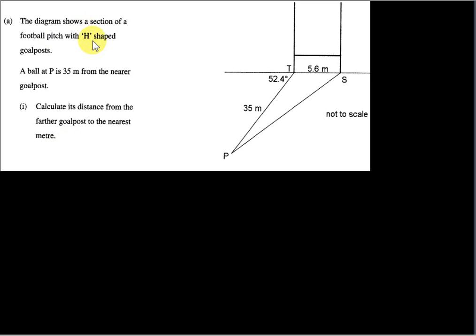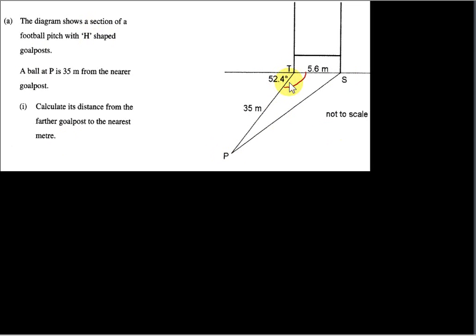The diagram shows a section of a football pitch with H-shaped goalposts. A ball at P is 35 meters from the nearer goalpost. Calculate its distance from the further goalpost to the nearest meter. Well, straight away we can calculate this angle here.